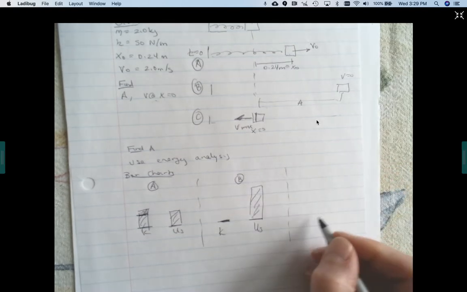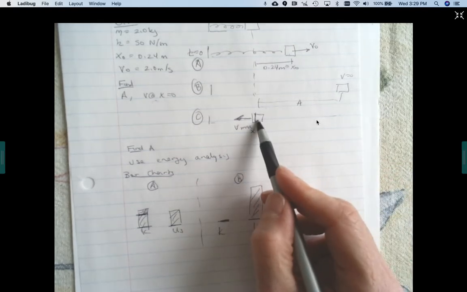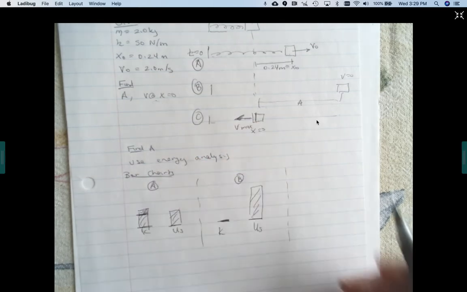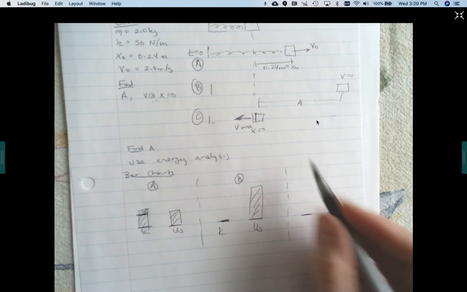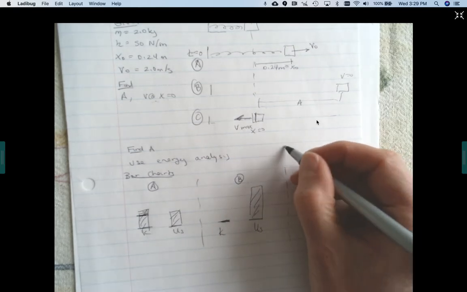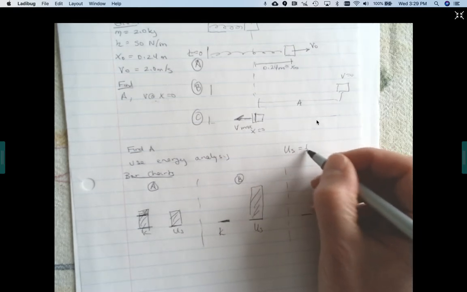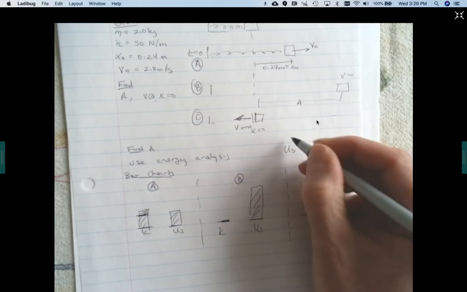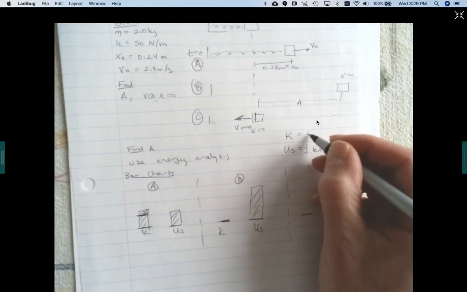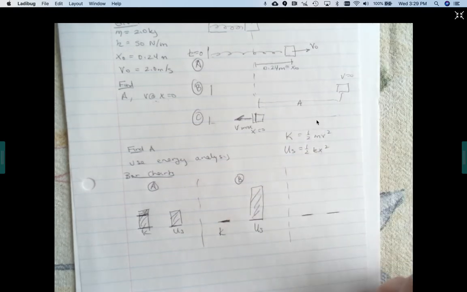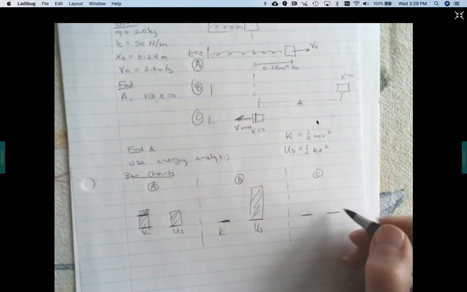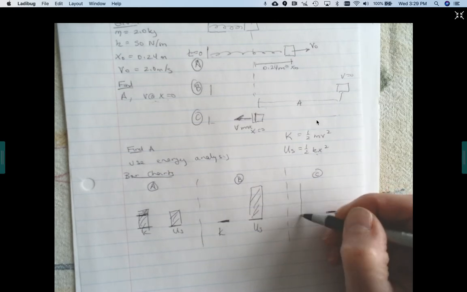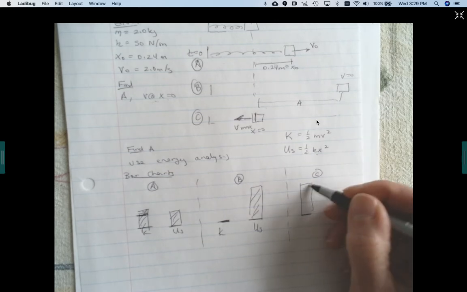Okay, and then at C, we're going to come back through the equilibrium. This is how we'll find our velocity. So at that point, my displacement is 0. Right, so my energy in the spring is 1/2 kx squared, and my kinetic energy is 1/2 mv squared. So when I come back through position C, x equals 0, and my potential energy is 0, and so all of that energy will be in kinetic.